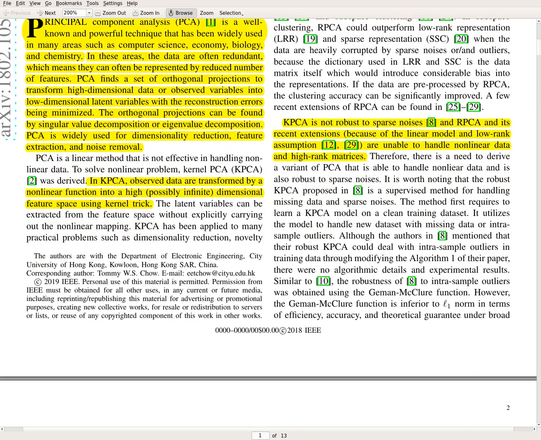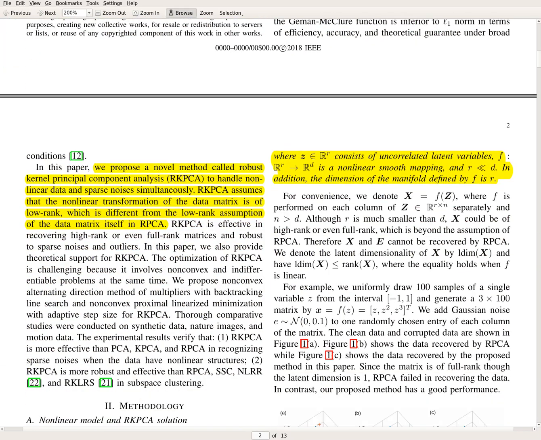All right. But again, this kernel PCA is not robust to sparse noise, and RPCA is robust to sparse noise, but it's not nonlinear. So what we would like to do is to combine these two approaches, and that's what they've done in this paper. So they propose a novel method called robust kernel principal component analysis to handle nonlinear data and sparse noises simultaneously.